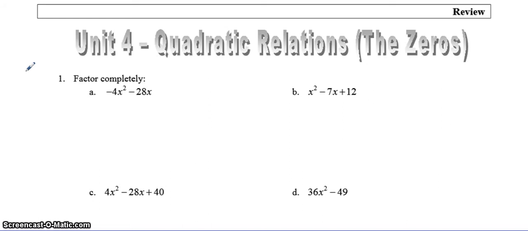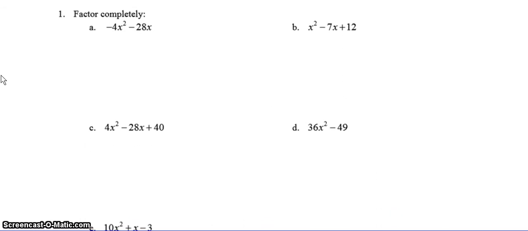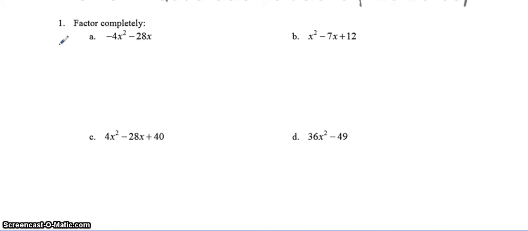Hi there. Today we are going to be reviewing Unit 4, which dealt with quadratic relationships and the zeros that go with them. So we started off the unit learning how to factor, and there were several different types of factoring, so we're going to review them all. The first type of factoring was the common factor.